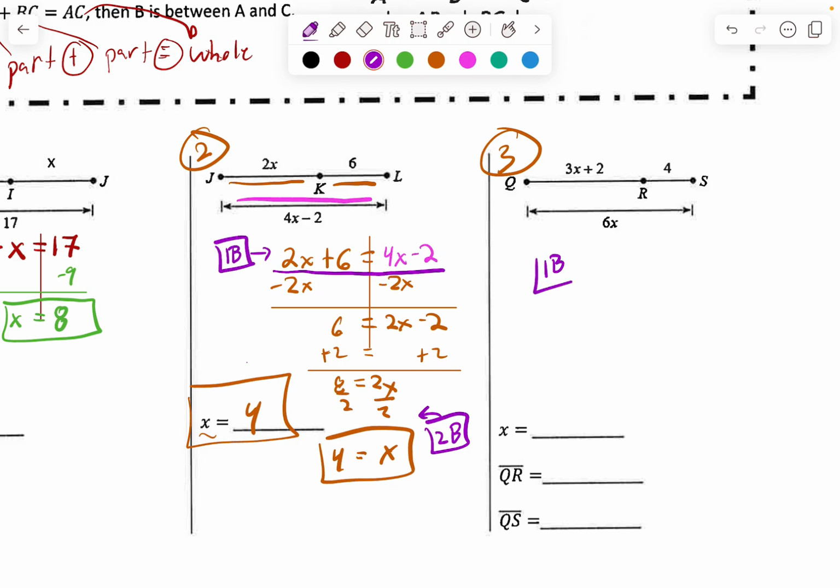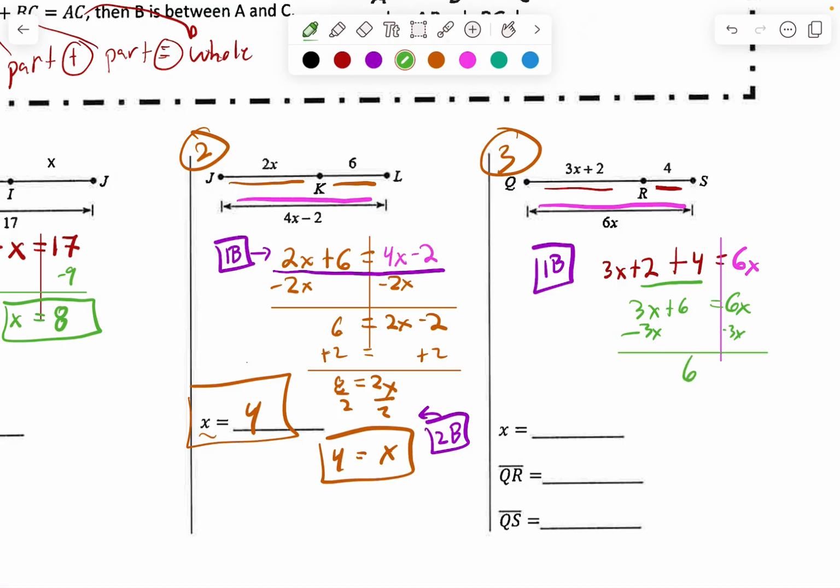All right, for your 1b, you create the equation from the picture, and it might look like this. You have QR plus RS. I'm going to add those red pieces. So 3x plus 2 plus RS equals, now we set it equal to the entire piece, I'm going to put that in pink again, 6x. Now from here, I can solve. I'm just going to use the green instead. Let's combine some like terms. Plus 6 equals 6x. Subtract 3x on both sides. Now we have a normal two-step equation. 6 equals 3x, and divide by 3, 2 equals x.